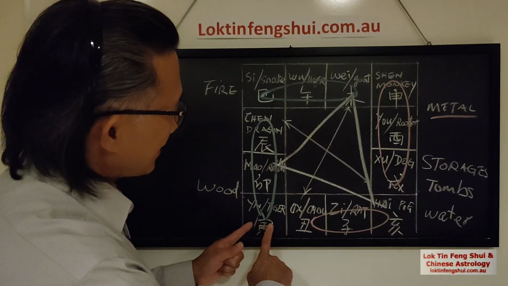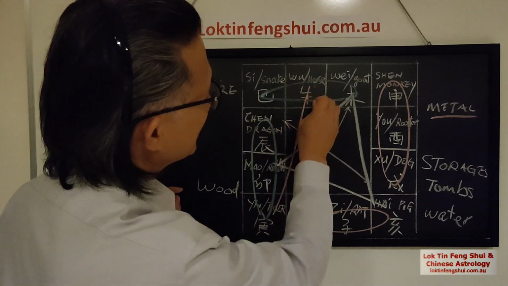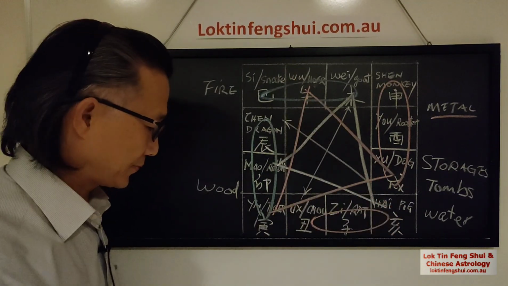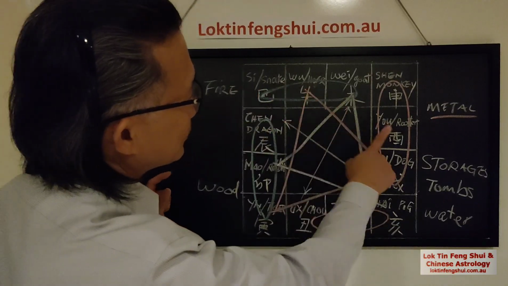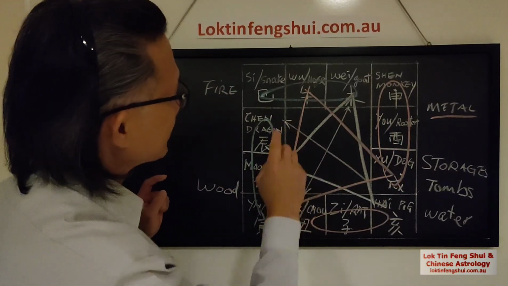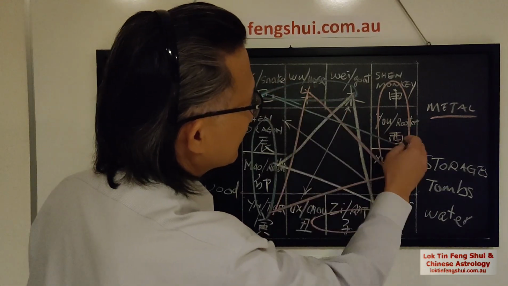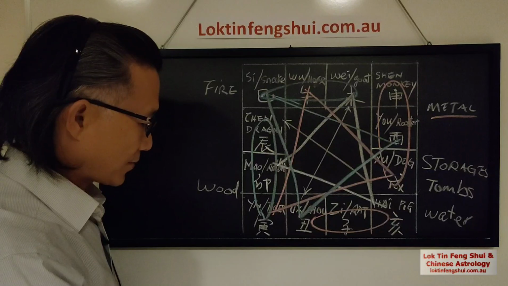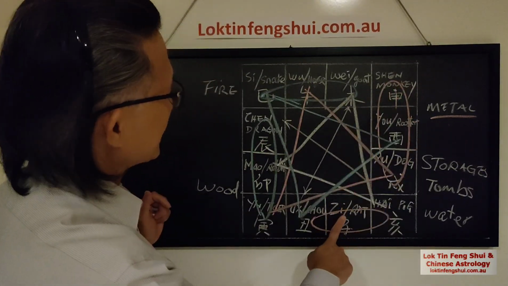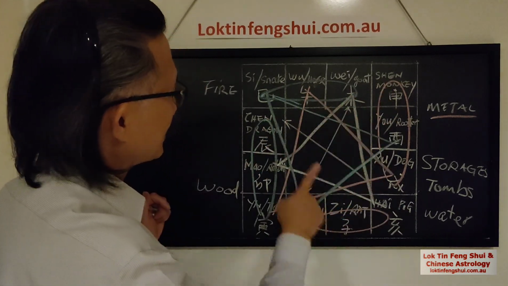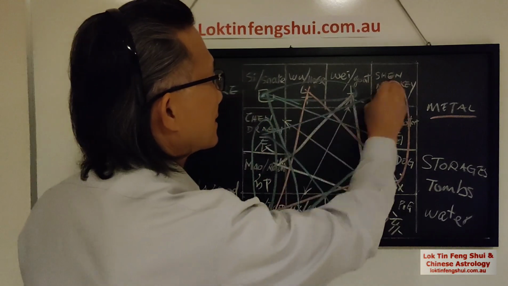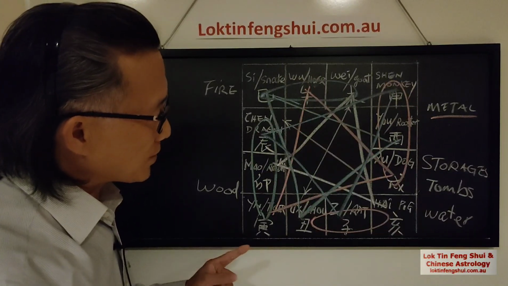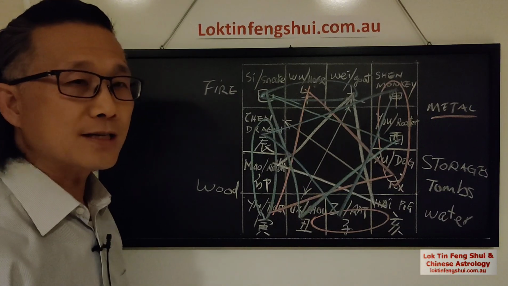And then tiger, horse, and dog combine as a fire combination. And then the snake and the rooster and the ox combine as a metal combination. Snake, rooster, and ox combine as a metal combination. And then from the monkey to the rat and to the dragon, monkey, rat, and dragon combine as a water combination. A water combination.